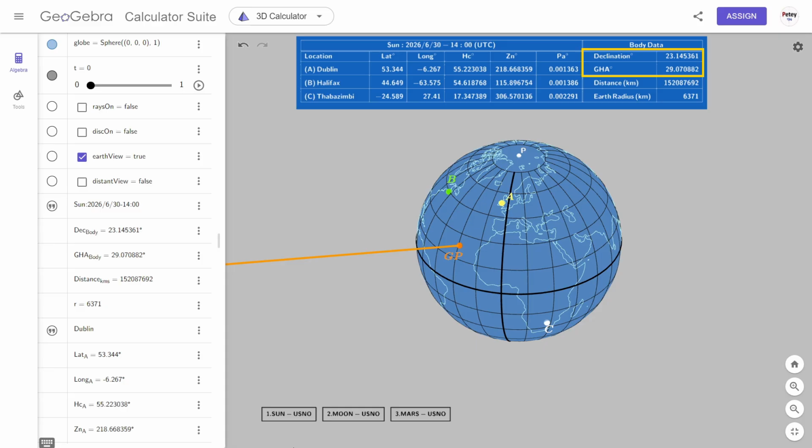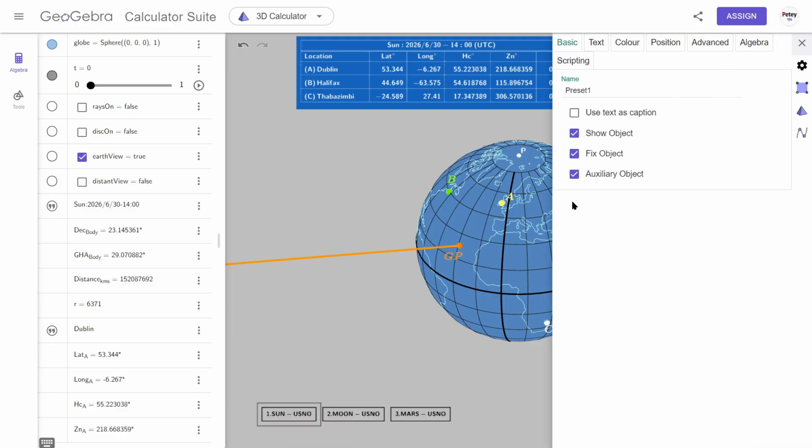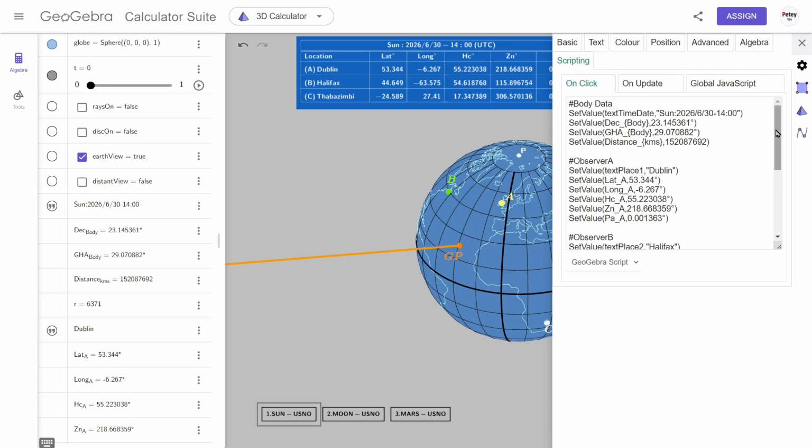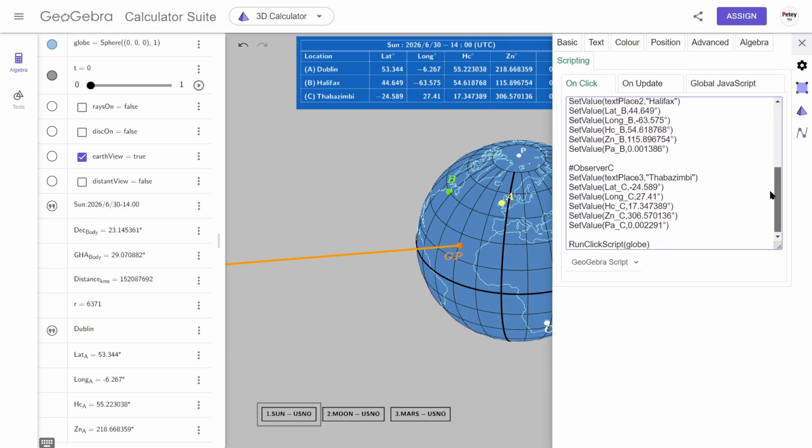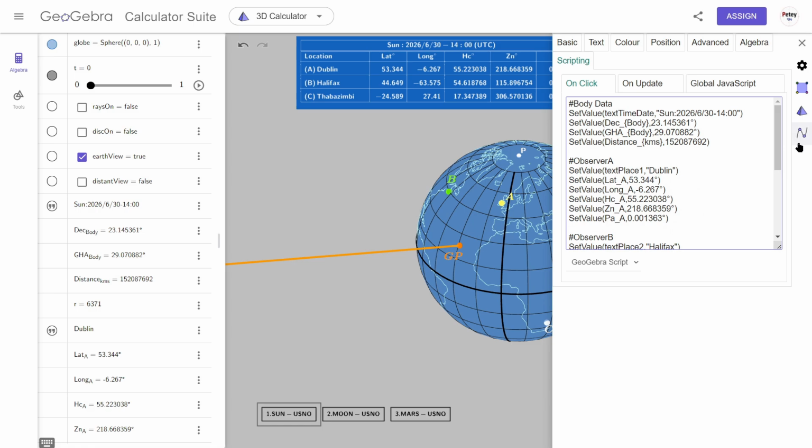Using the Sun's declination and Greenwich hour angle, I can position this point on the sphere. This is the geographical position of the Sun, and it's the place on Earth where the Sun will be directly overhead or at zenith. We also have points A, B and C for our observers, the coordinates of which I've entered using this preset. Here you can see where I've entered the data for each observer and for the celestial body we're observing. If you'd like to try this yourself, then this is where you'd enter your own values.